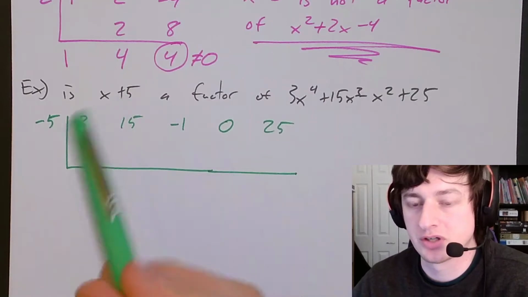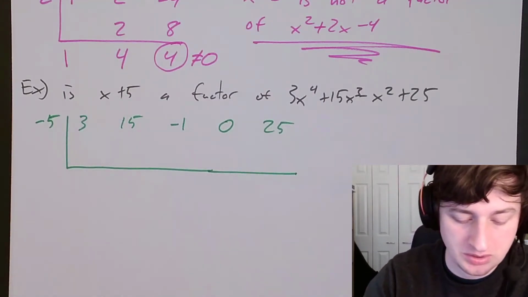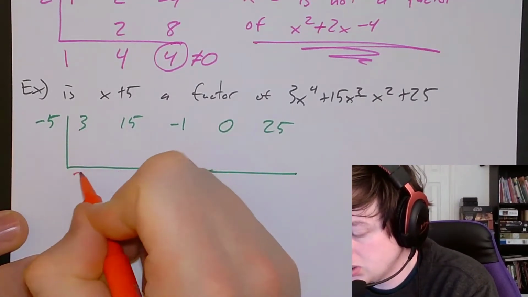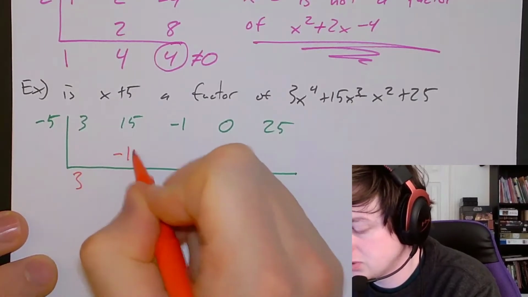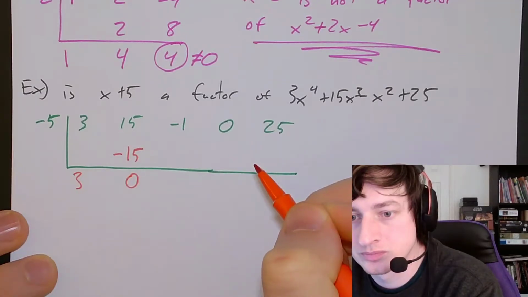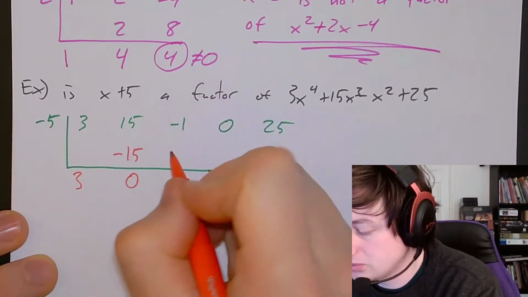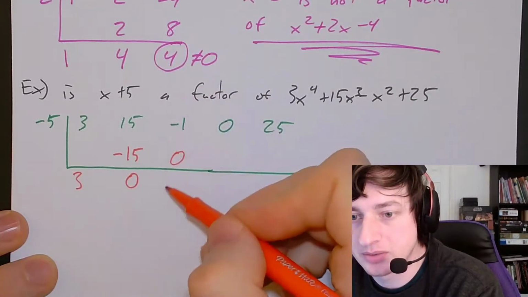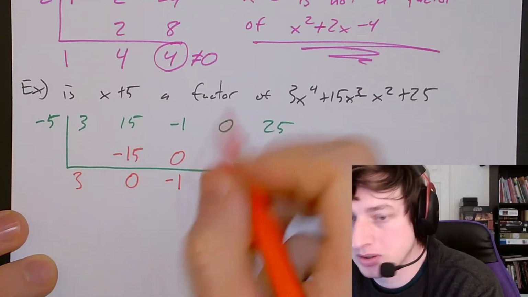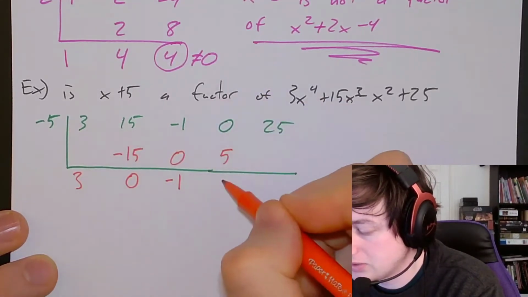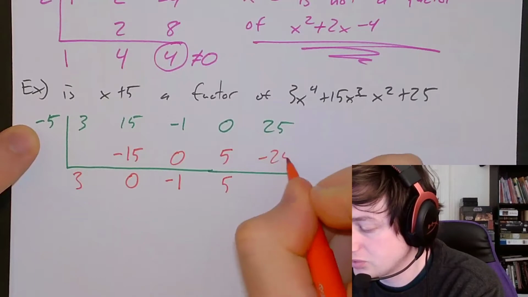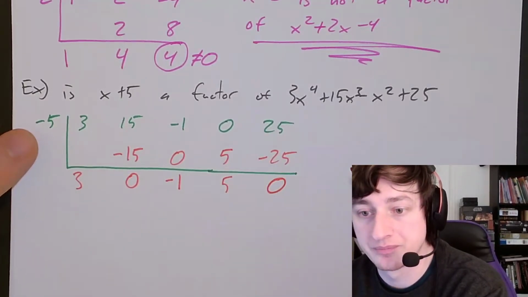We don't really have any control over it. We're just doing the synthetic division. So we're going to add down here. We get a 3 times negative 5 makes a negative 15. We add down and we get a 0. Multiply, we get 0. Add down, we get negative 1. Multiply, and we get 5. Add down, we get 5. 5 plus 0 makes 5. Multiply by the negative 5, we get negative 25, and so we get 0 at the end.